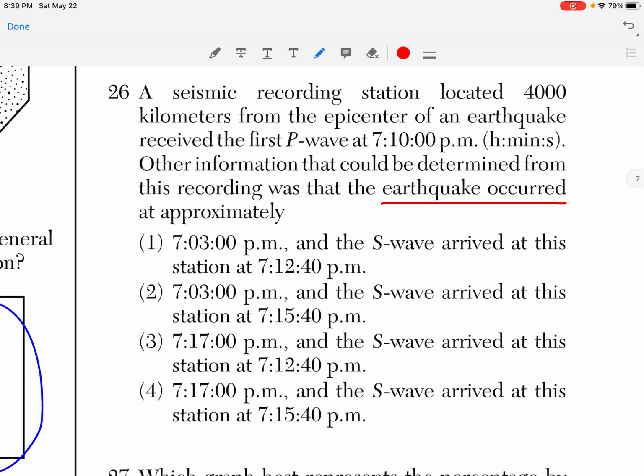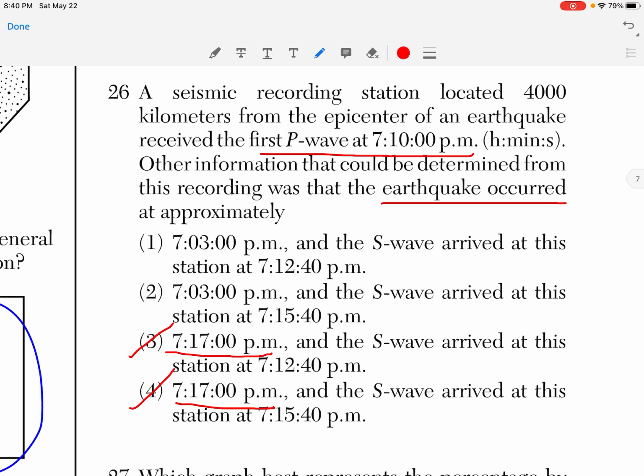Now, first off, realize that if the P wave arrived at 7:10 p.m., the earthquake origin, or the time that it actually happens, has to be before that time. It can't be after 7:10. So it's got to be a number before that. So we can get rid of number 3 and number 4 because these origin times are after. So that doesn't make any sense. We want an origin time before, which 7:03 makes sense for both of these.